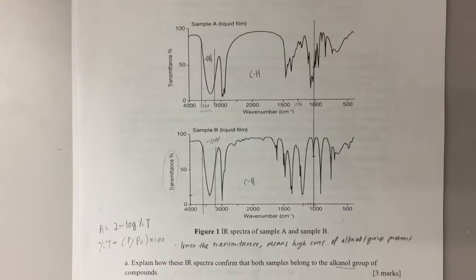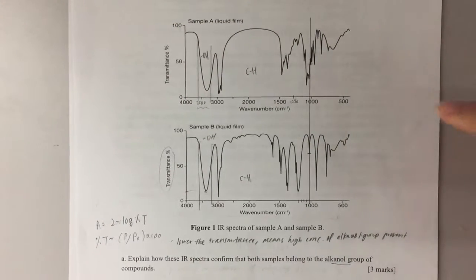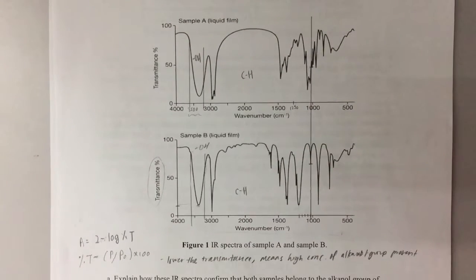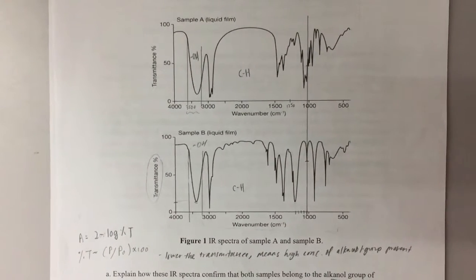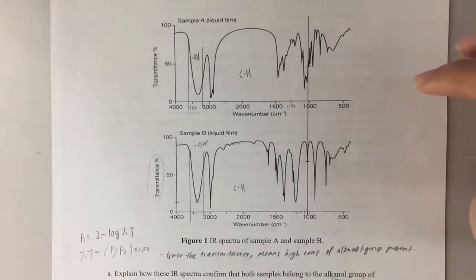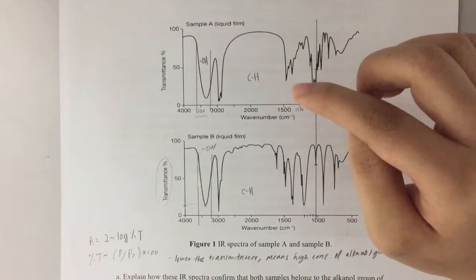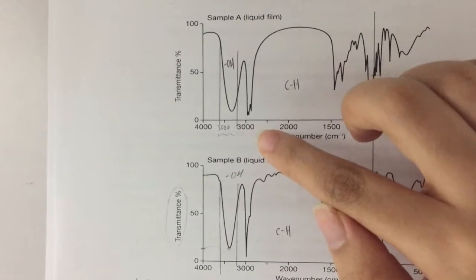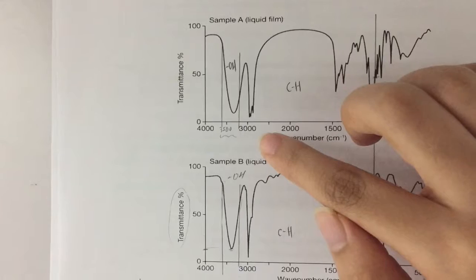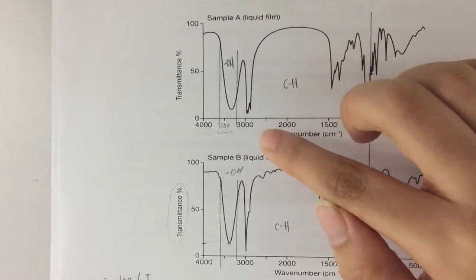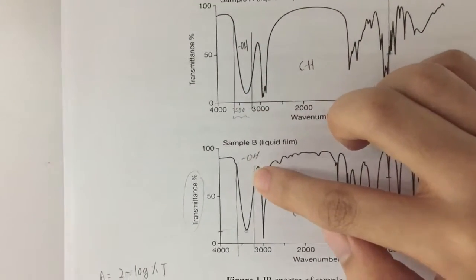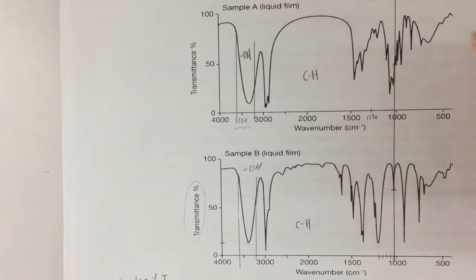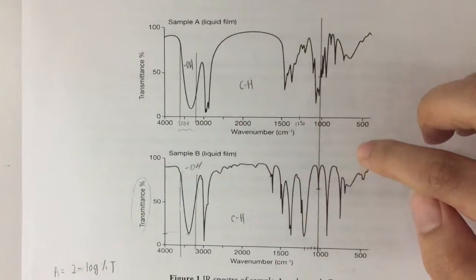For question 1a, both samples are concluded to belong to the alkyl group of compounds because we can see that in the range of wave number 3200 to 3600, where the OH group that is present in all alcohols will absorb strongly, a sharp band and a low transmittance can be observed in the IR spectra of sample A and sample B.